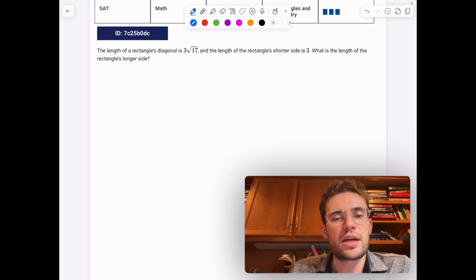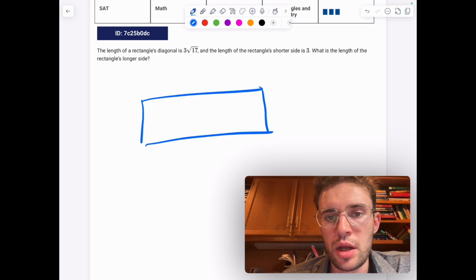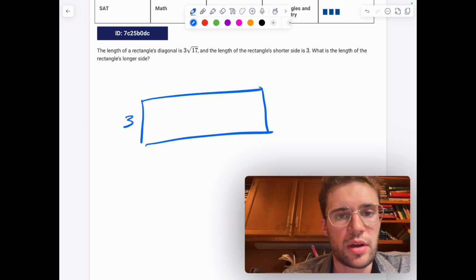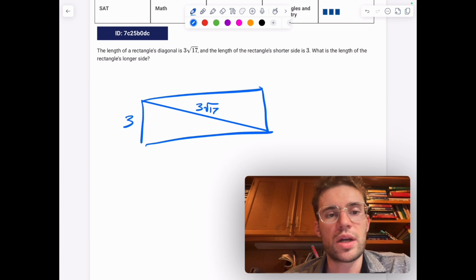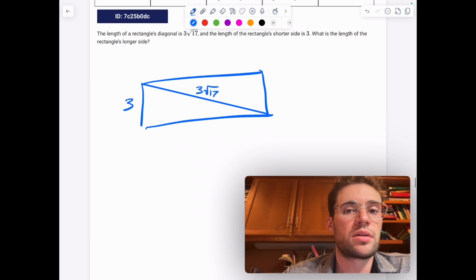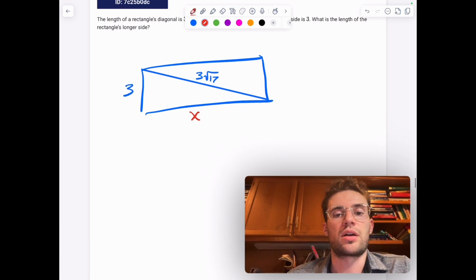The length of a rectangle's diagonal is 3 times the square root of 17. We draw our little rectangle here. The length of the rectangle's shorter side is 3. So we got 3 there. So our diagonal is 3 root 17. What is the length of the rectangle's longer side? So we're just trying to find this here.